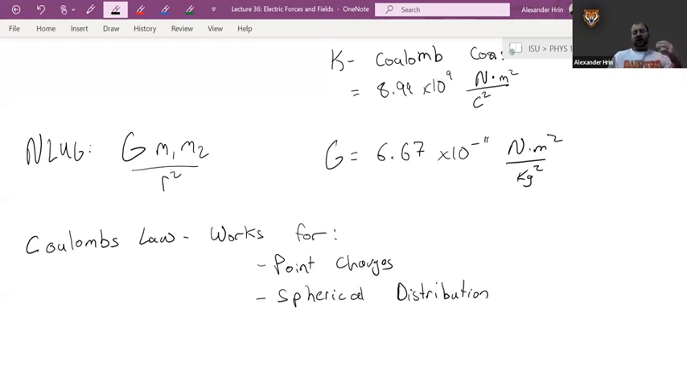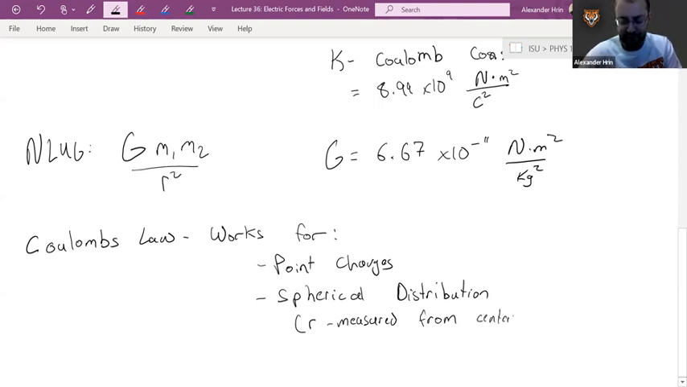Now it takes a little calculus to prove it, but you can prove that this is identical to using just a point charge centered at the center of the sphere. So in this case, your R in Coulomb's law is measured from the center of the sphere. We did this similarly when we were using Newton's law of universal gravitation on planets. So that is important to remember.